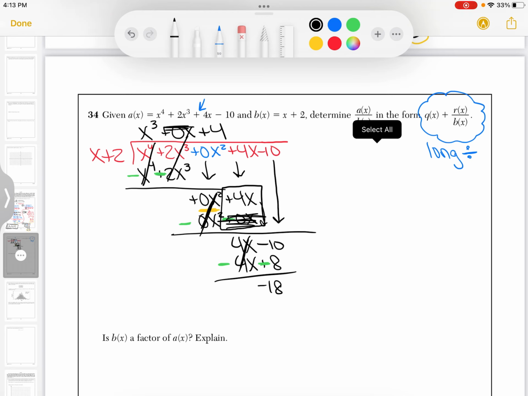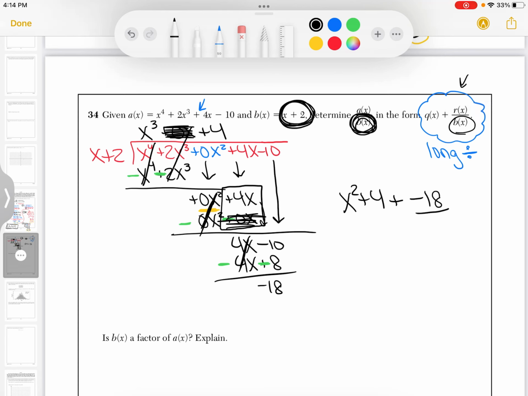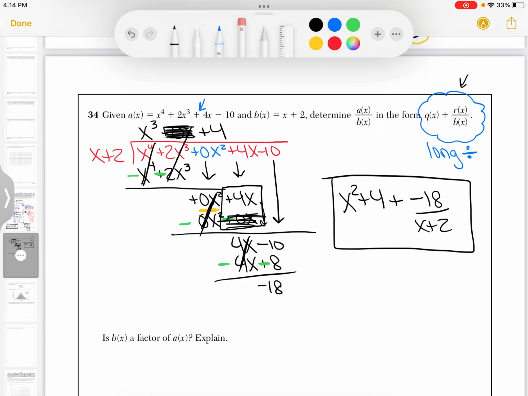So because this plus 0x is just 0, that whole term goes away, which means that when I go to write it now in this form, I write my quotient first. My quotient is x squared plus 4, plus my remainder, which is a negative 18, and that's over b of x, and b of x was what I was dividing by, which is x plus 2. So the x plus 2 goes on the bottom, and this is my final answer. We made it.